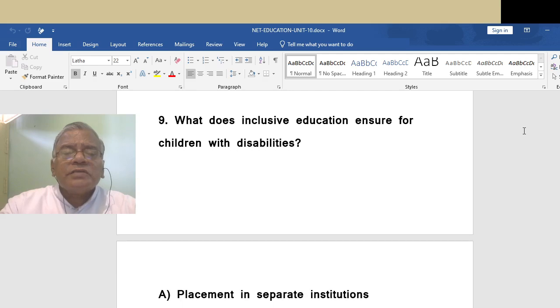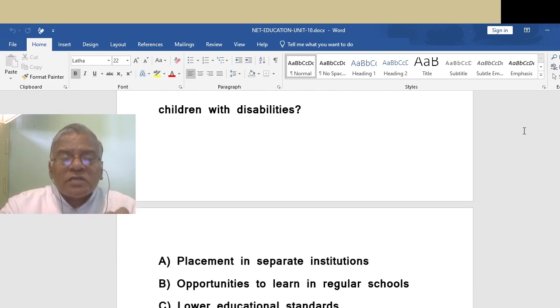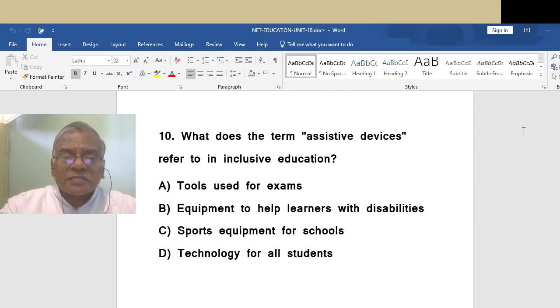What does inclusive education ensure for children with disabilities? Placement in separate institutions, opportunities to learn in regular schools, lower educational standards, exemption from learning activities. That is, opportunities to learn in regular schools. Inclusive education integrates children with disabilities into regular schools to promote equality and acceptance.